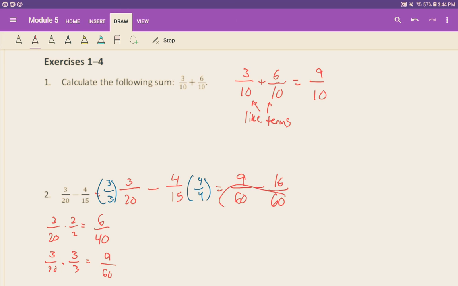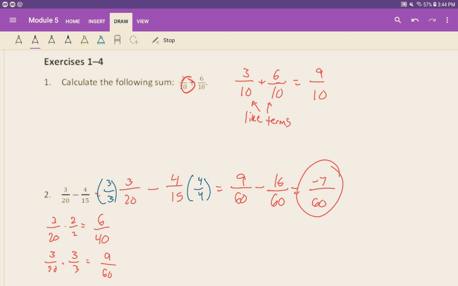And now, since we have the same denominator, we can subtract the numerators. 9 take away 16 is -7. And this fraction won't simplify any further. There's no way to simplify that 7 and 60, so this is our final answer.